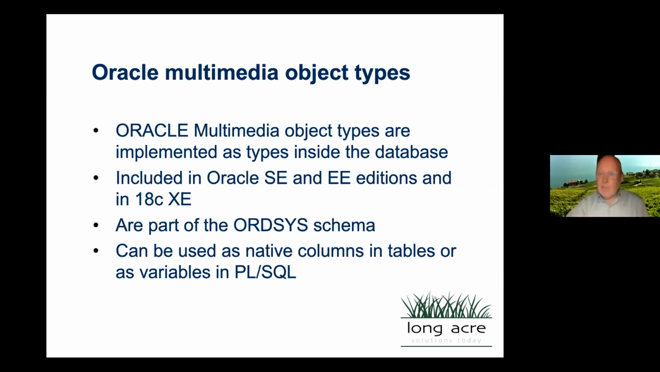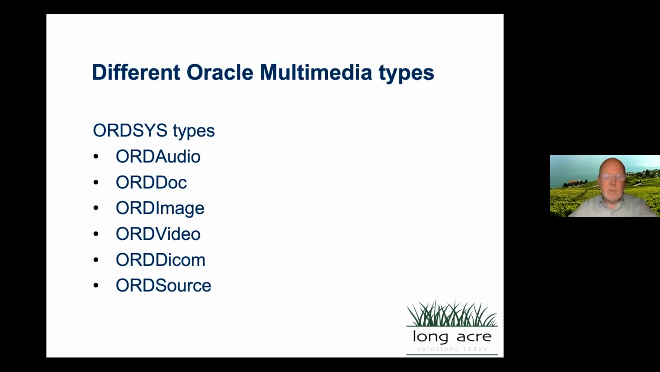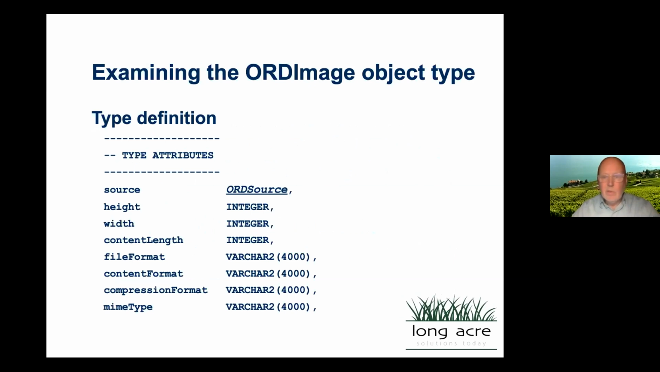It was a native type, so you could actually declare columns of tables as being of types which are associated with Oracle Multimedia. These were some of the native types that we had. There was audio, documents, images, video, DICOM for medical imagery, and a common one called source, which would have, for example, the image, the type in turn contained another type, a source type, plus various different attributes.